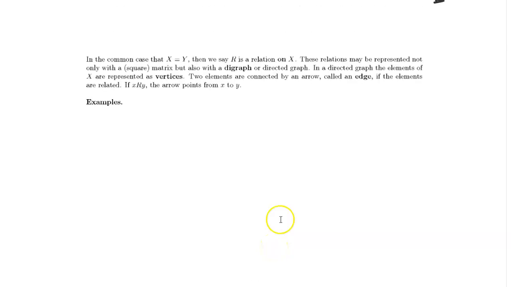More often than not, we're going to be dealing with the case that the domain and the codomain of our relation are the same. In that case, we say R is a relation on the set X. These relations may be represented with matrices. All those matrices are going to turn out to be square because the number of elements is the same in the domain and the codomain. But we can also represent them with something called a digraph or a directed graph. In a directed graph, the elements of X are represented as vertices. Two elements are connected by an arrow if the elements are related. So let's check out what that might look like.